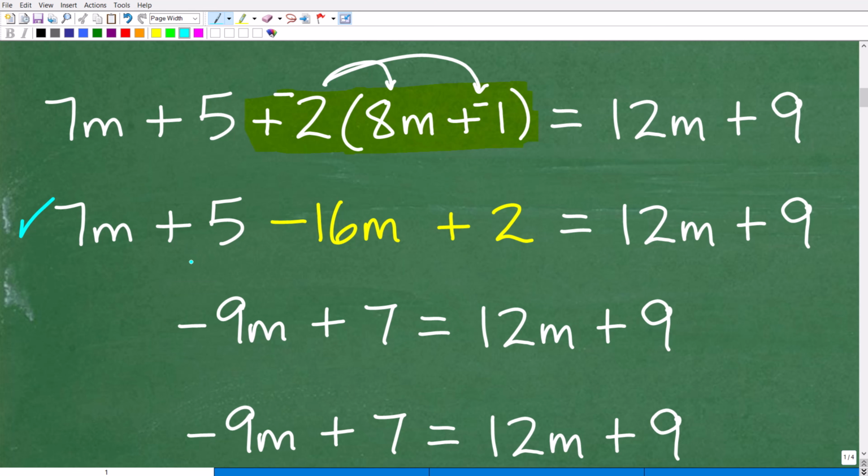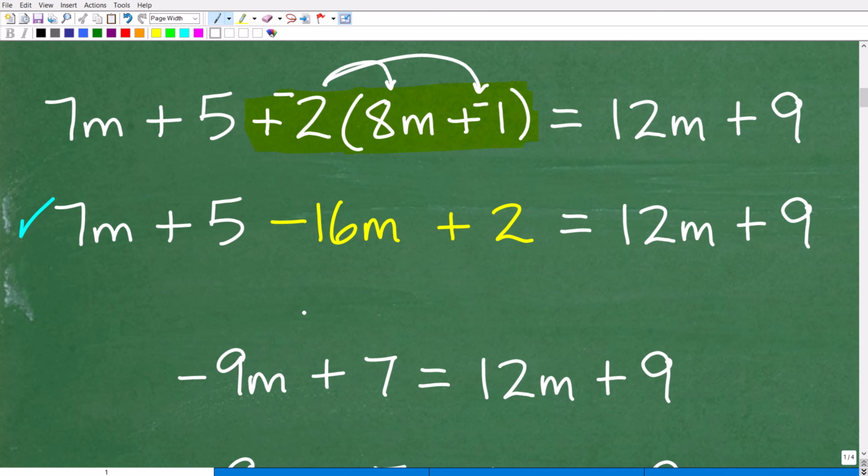Okay, so now we're scanning the equation, and I'm looking, do I have any more distributive property situations? No, I do not. So what do we have to do next? Well, what we have to do is combine like terms. So we're going to get all of our numbers and m's, and we're going to focus on this side of the equation independently from this side first. We're just going to clean up the left-hand side and the right-hand side.